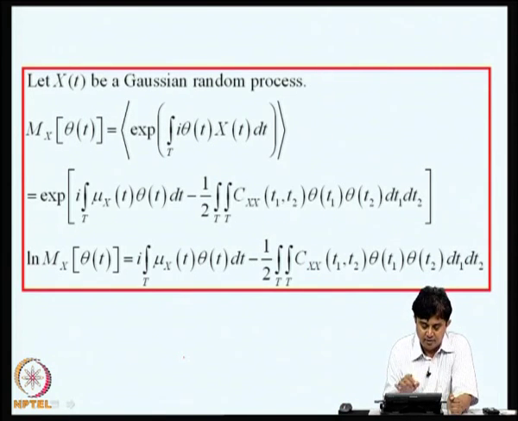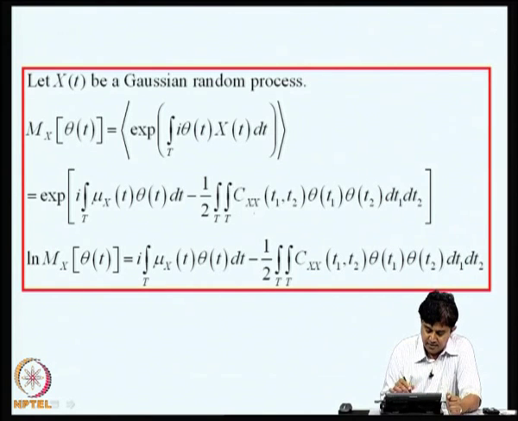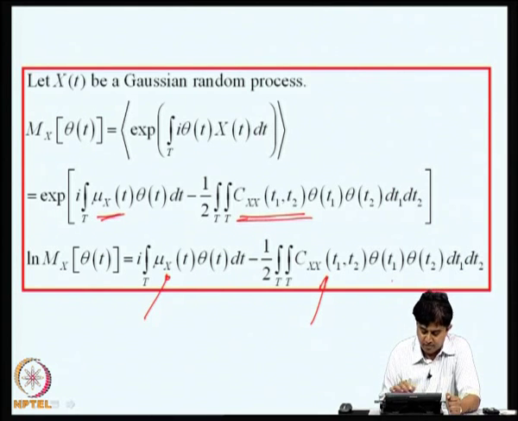For a Gaussian random process, we can show that the characteristic functional is given in terms of the mean and the covariance function. The logarithm of this is again expressed in terms of the mean and the covariance function. This can be verified. This is conceptually simple, but somewhat tedious to write down.